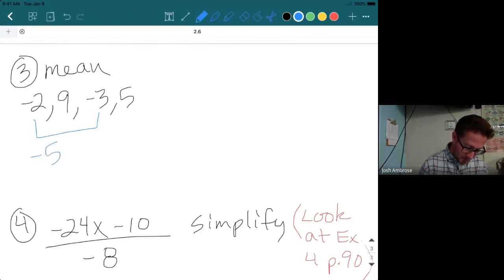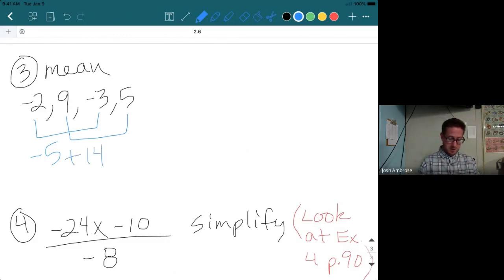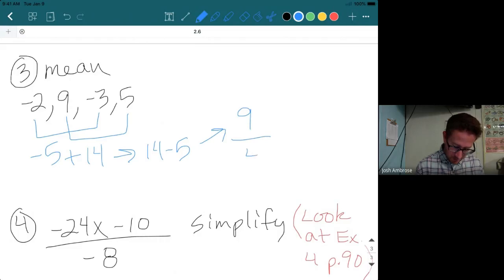Then we got a positive 9. We got a positive 5. That's going to give me 14. So then basically you're looking at 14 minus 5, and that's going to be giving you 9. Okay, and then how many numbers do we have? 1, 2, 3, 4. Divide that by 4. 9 over 4. Can you reduce that? No, you can't. And in my book, you can leave it like that.